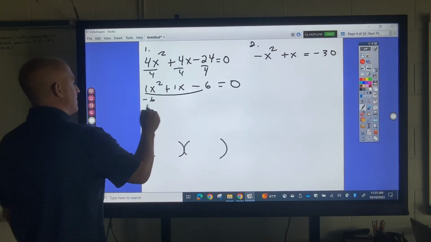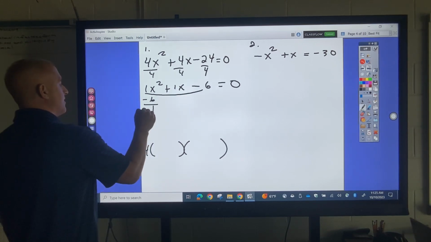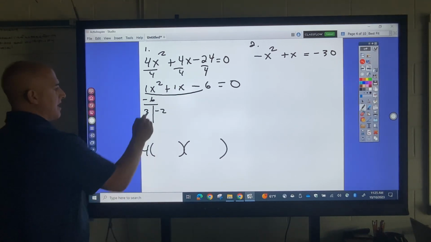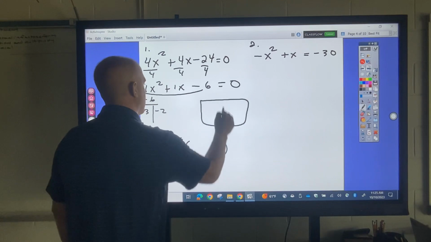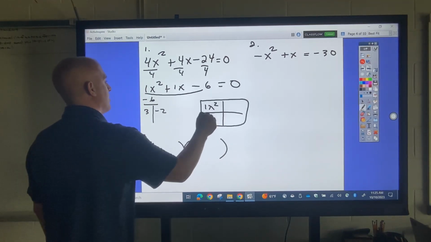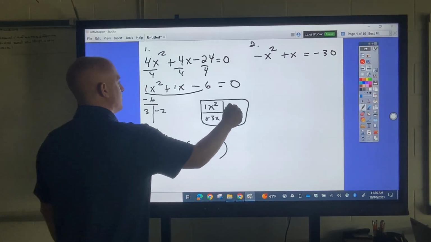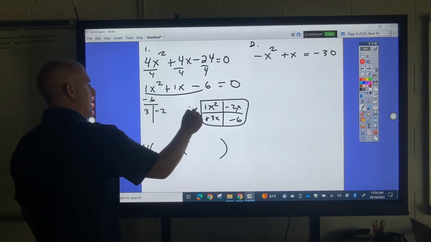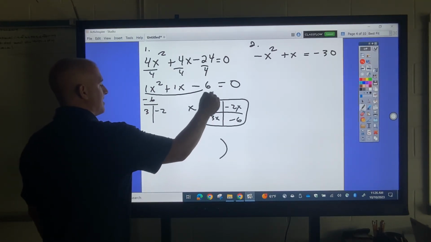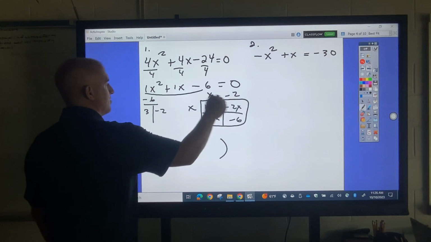So 1 times negative 6 is negative 6. The set would be 3 and negative 2. That would add up to 1. So I got 1x squared plus 3x minus 2x minus 6. X would be the greatest common factor. X times x gives me that. X times negative 2 gives me that.